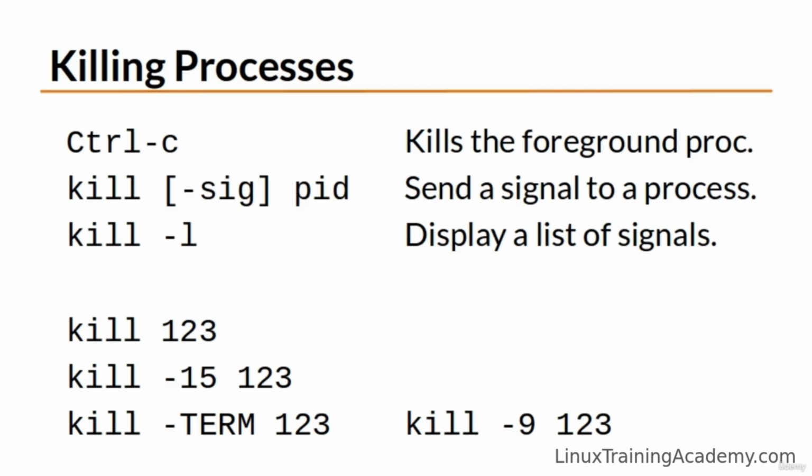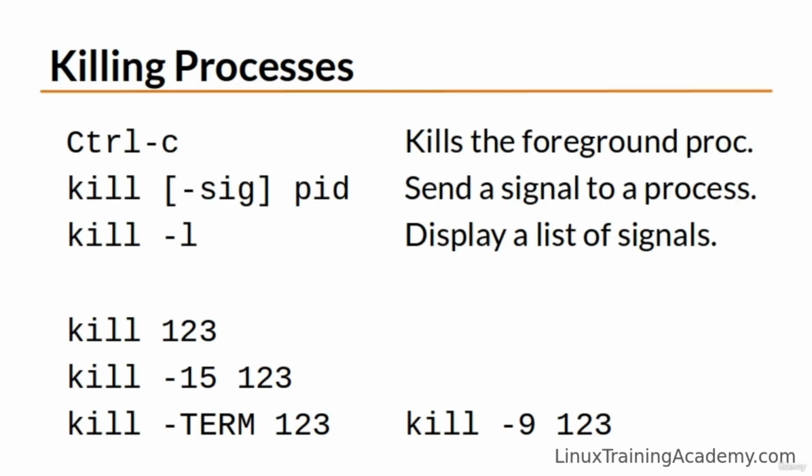There are two ways to kill a running process. If the process is running in the foreground, simply type Control-C to kill it. The other way to kill a process is with the kill command. You can run kill by just supplying the PID, or the process ID. You can also specify a signal to send to the process. The default signal used by kill is termination. You'll see this signal referred to as SIGTERM or TERM for short.